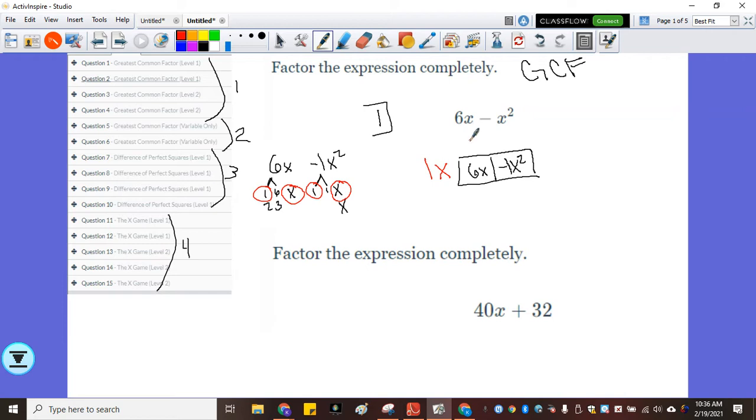So 1x times what gives you 6x? 6. 1 times 6 gives you 6. And then I'm going to break this into 2: 1 times what gives me negative 1? A negative. And then there's an x here, and there's 2 x's here, so we need 1 more x. That's like the hardest part, I think, is the variables. Since we have an x already, 1x times negative 1 would just be negative 1x. But we need 2 x's, so I need to add another x here. So x times x is x squared.